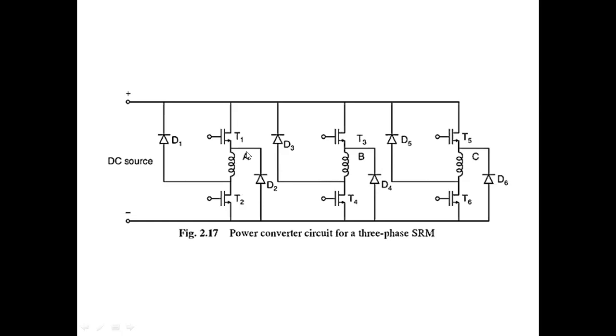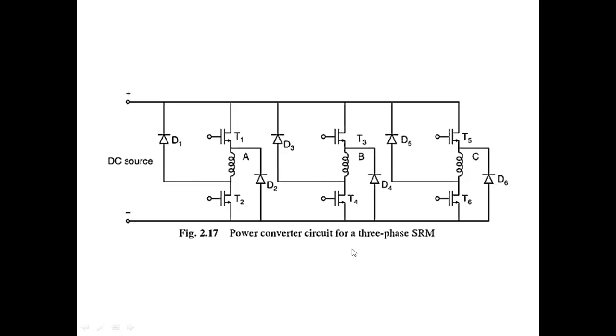The amount of energy within the inductor is half L i squared. The stored energy can be fed back through the diodes to the DC source side. That is the best advantage of this power converter circuit for a three-phase switched reluctance motor. Not only three-phase, if you go for a four-phase, the same procedure can happen.